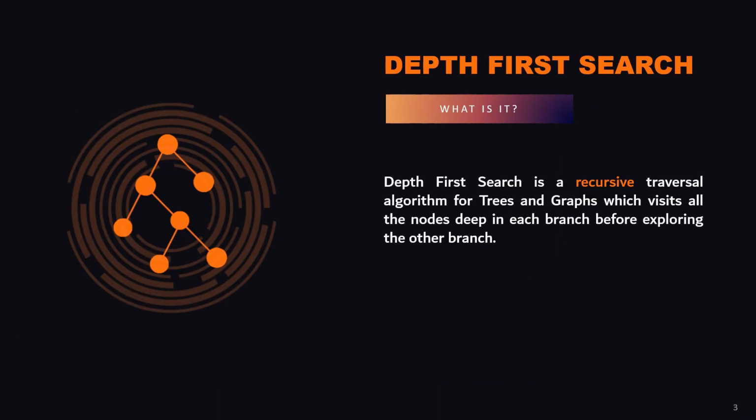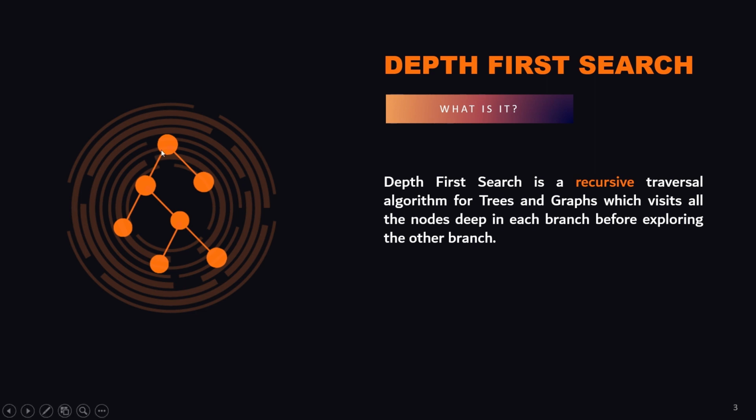But firstly, what is it? The depth first search is a recursive traversal algorithm. It is used for trees and graphs specifically, and it visits all the nodes deep in each branch before it explores the other branch.